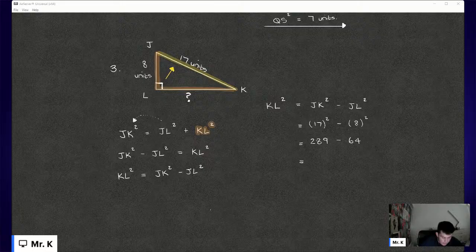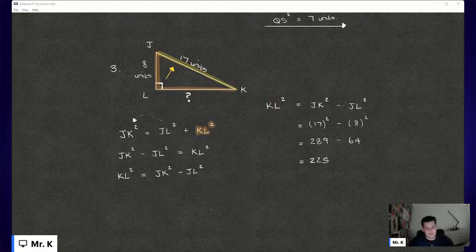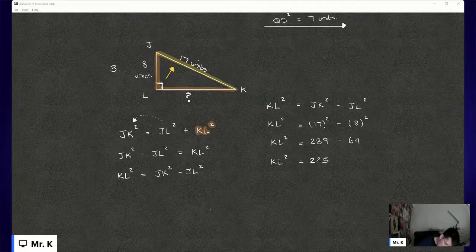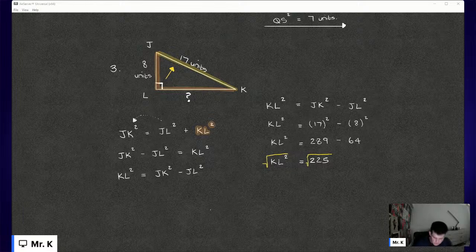Right, so when we do all of this, we get to an answer of 225. Now, keep in mind, this is still for KL squared. We don't want the squared version of the answer. So, in order to counteract the square symbol, we square root. But what we do to one side of the equation, we must also do to the other.